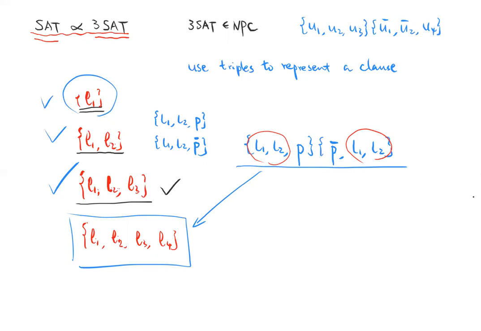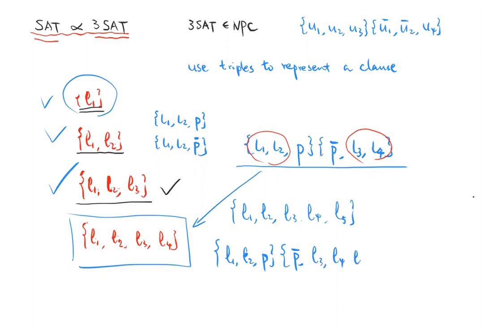Now, if it contains more than 4, we can split in this way. For example, if it has 5 literals, sorry, the last 2 should be 3 and 4, of course. It's a typo. If there are 5 of them, we can split like L1, L2, P. Then here is P negation, L3, L4, L5.